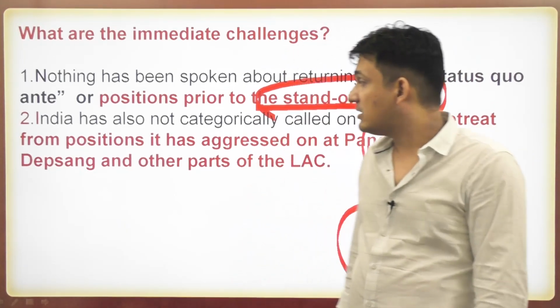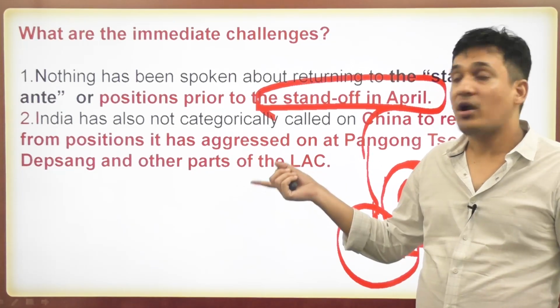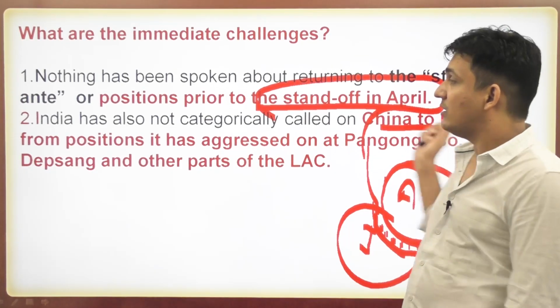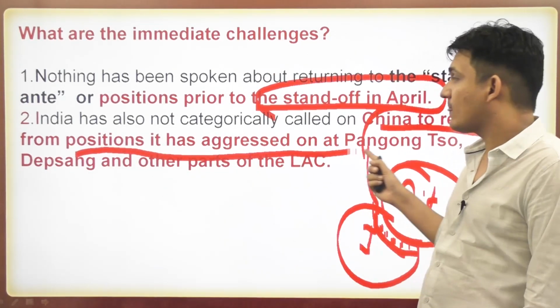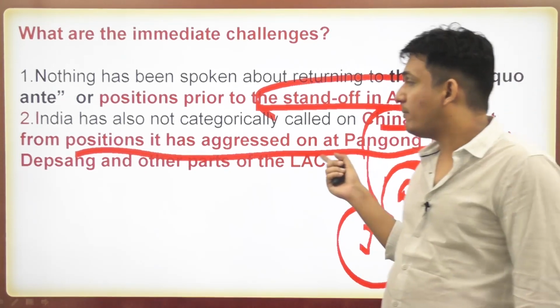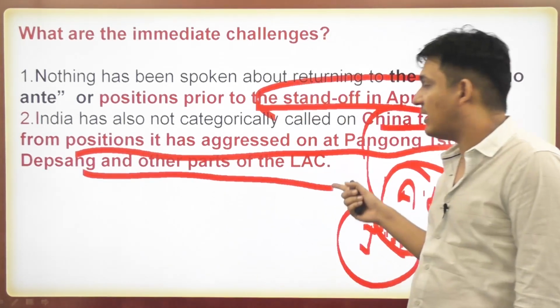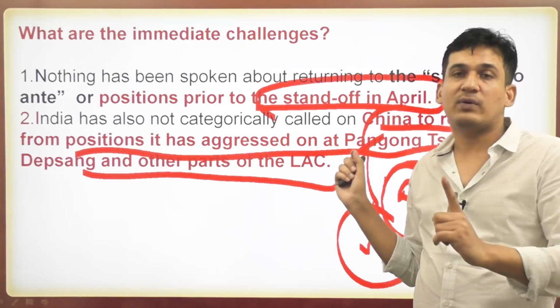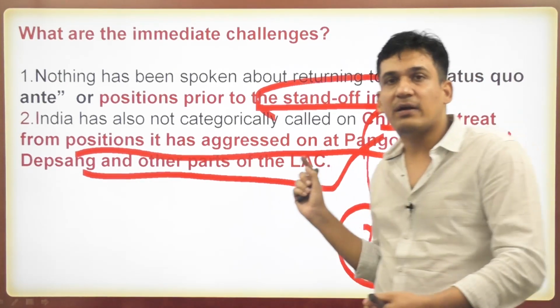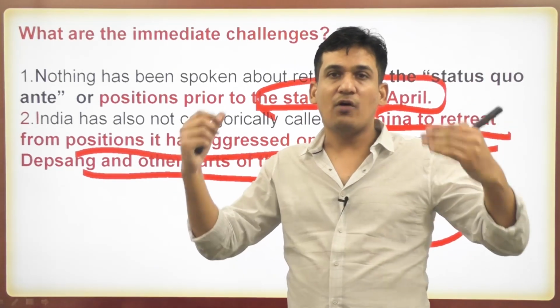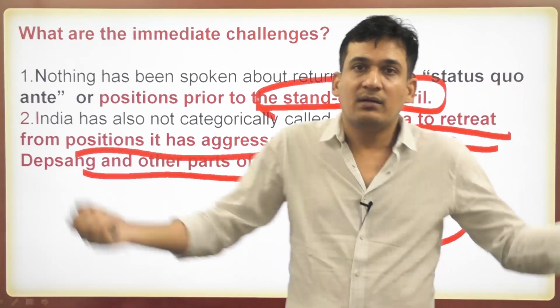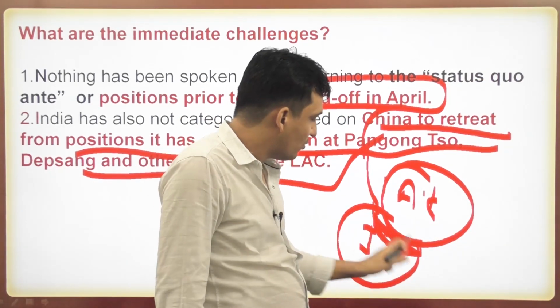So there was not much about that. India did not categorically call China to retreat from its position. It has aggressed at Pangong and Depsang and other parts of the LAC. So that is one thing that should have been there in this 5-point program, that fine, now we are going to live peacefully, but nonetheless, you must go back.